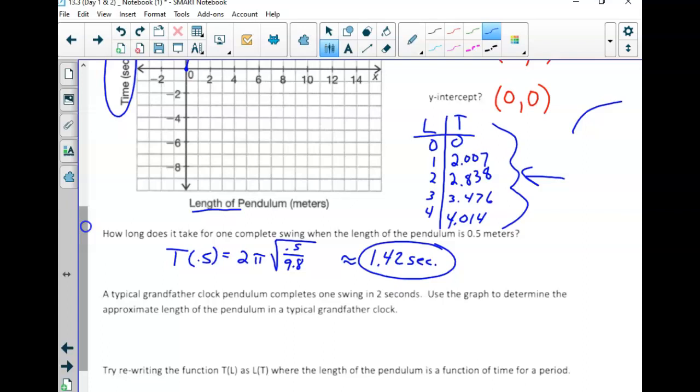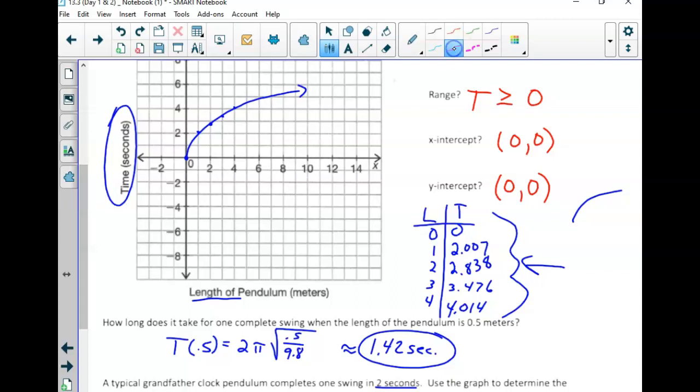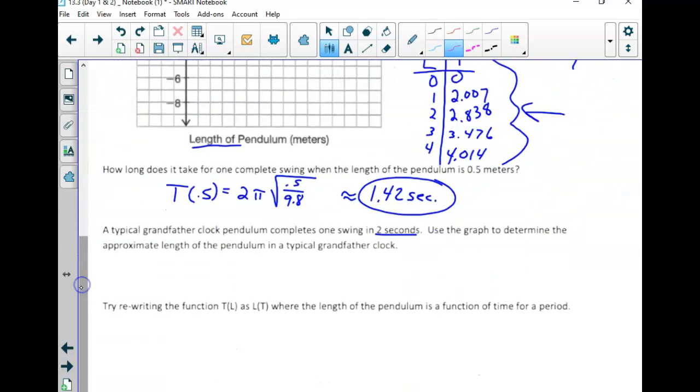A typical grandfather clock pendulum completes one swing in 2 seconds. Use the graph to determine the approximate length of the pendulum in a typical grandfather clock. I simply come to my y-axis for seconds, go to 2 seconds, and right about there it looks like roughly 1 meter. So the pendulum would be approximately 1 meter in length.